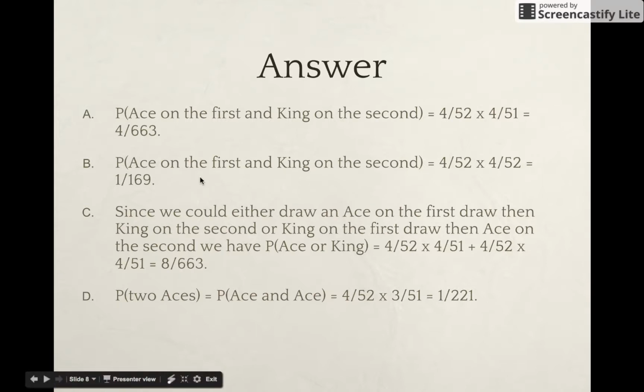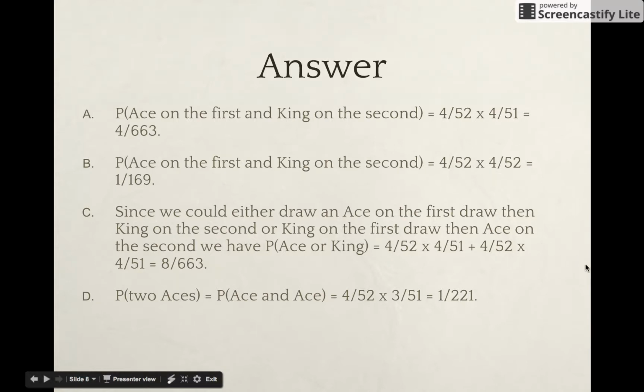Part B, we're finding the probability of an ace on the first draw and a king on the second. There are 4 aces in the deck of 52 cards, so that probability of selecting an ace is 4 out of 52. And there are 4 kings in the deck. And in part B, we were selecting with replacement, so there are still 52 cards in the deck when we go to select the king. And so this is 4 out of 52 times 4 out of 52. Resulting in 1 out of 169.